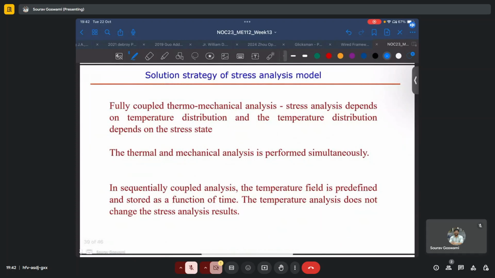Now, concerning the solution strategy of the stress analysis model, for fully coupled thermomechanical analysis, the stress analysis depends on temperature distribution, and in turn, the temperature distribution again depends on the stress state. So this is a two-way coupled model or a strong coupling. The thermal and mechanical analysis is performed simultaneously. However, in weakly coupled or sequentially coupled analysis, the temperature field is predetermined or pre-calculated and stored as a function of time. The temperature analysis does not change the stress analysis result.